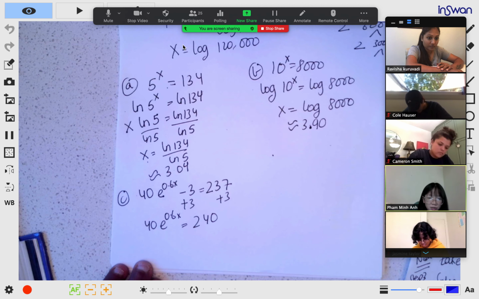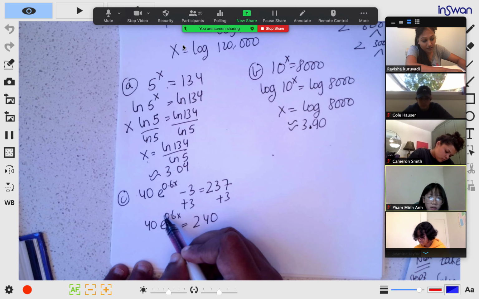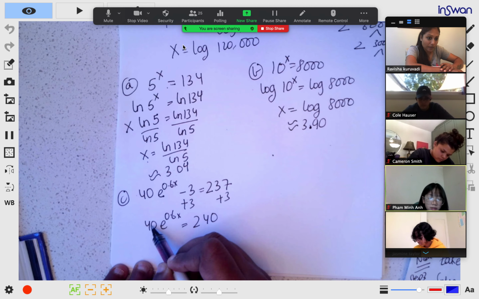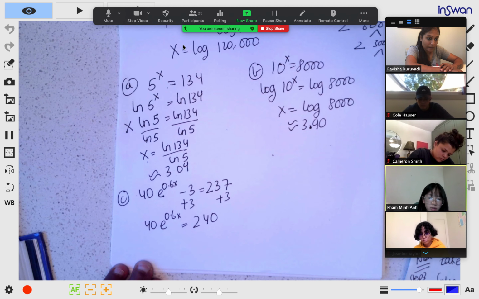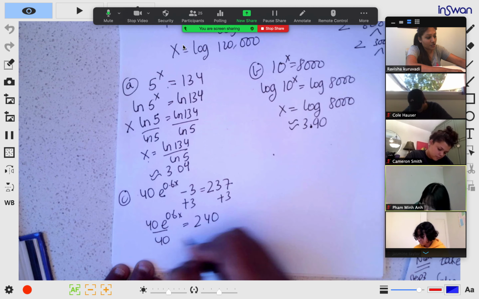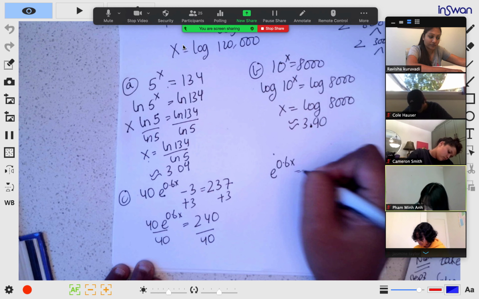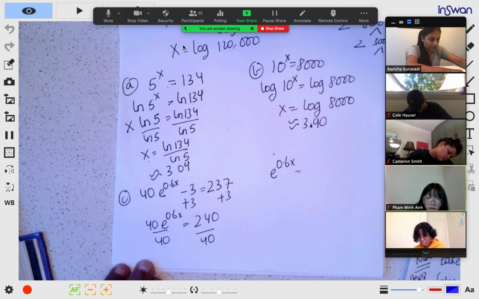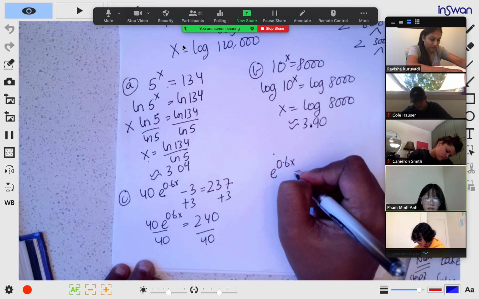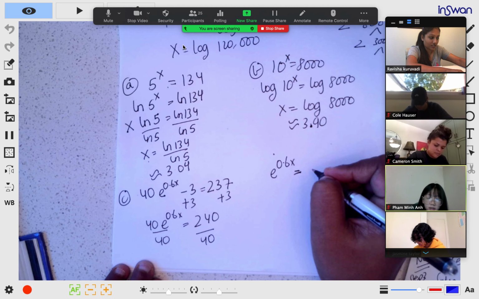I'm not really sure what to do next. I just want the exponential. This is the exponential term, e to the power of something. This 40 is extra. I want to get rid of this 40 also. So you divide it by 40? Yes, you divide by 40 on both sides. So you get e to the power of 0.6x is equal to what? 6. Yes, correct.